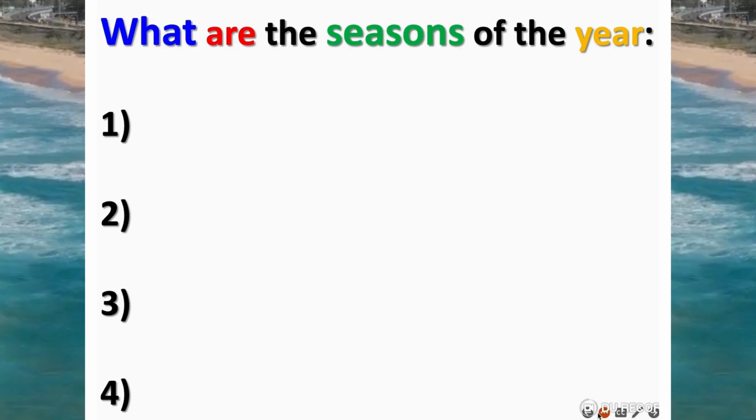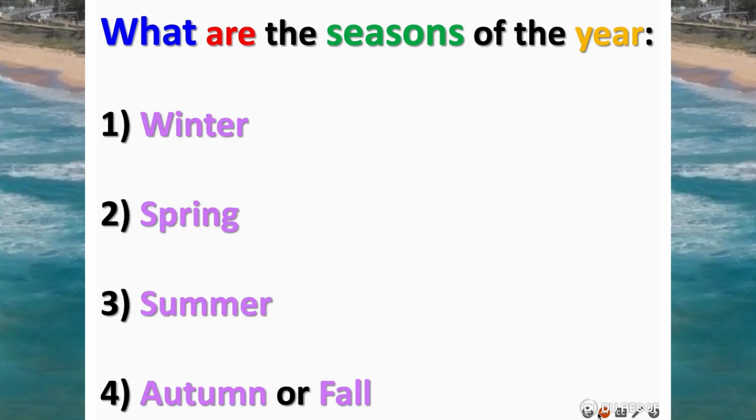What are the seasons of the year? It's better to know the seasons of the year in order. So let's see the answers. The first season of the year is winter. After winter comes spring. After spring comes summer. After summer comes autumn or fall. British people say autumn, American people say fall. Let's practice them.